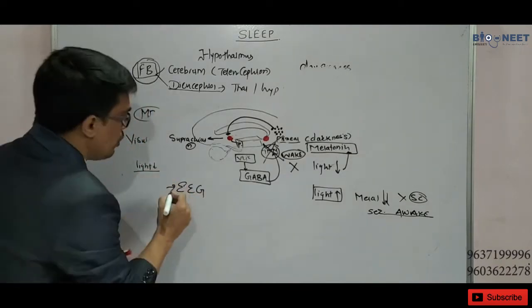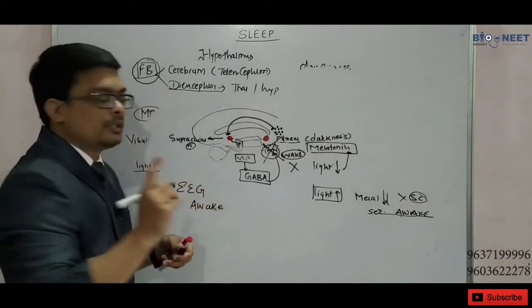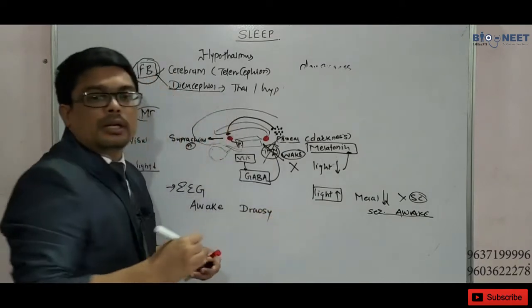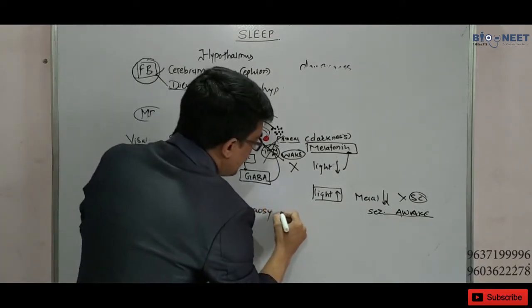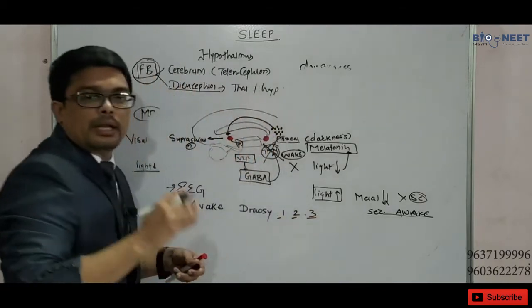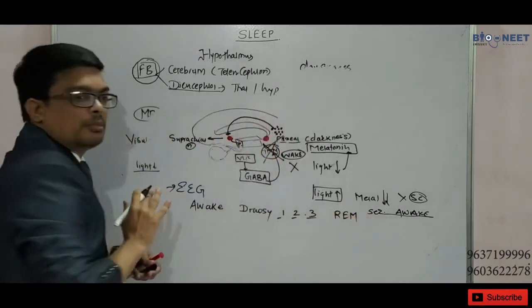Now you already know the person is in the awake stage. The first stage is the awake stage. Then the person becomes drowsy. Then NREM 1, 2, 3, and after that REM sleep. So these are the stages of sleep.